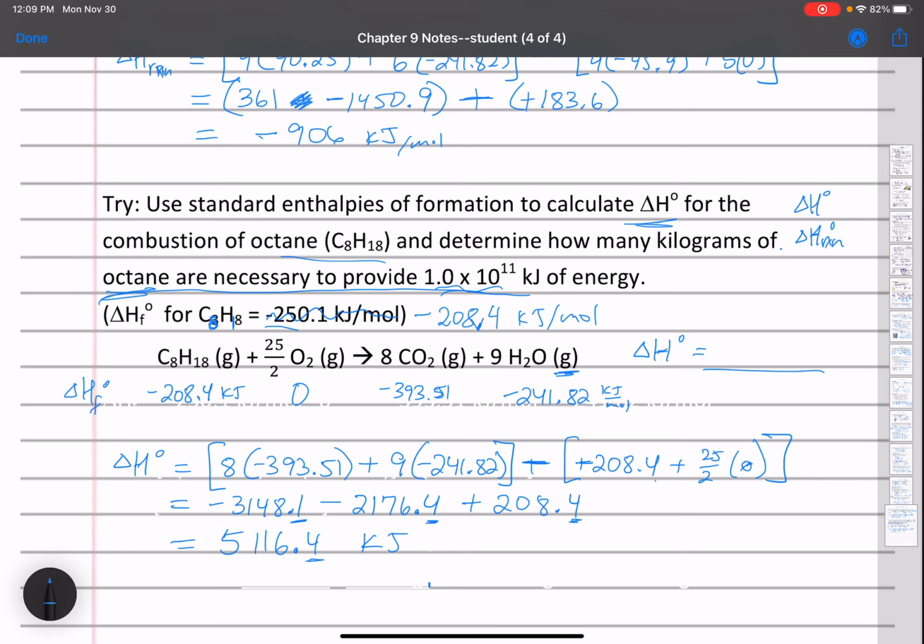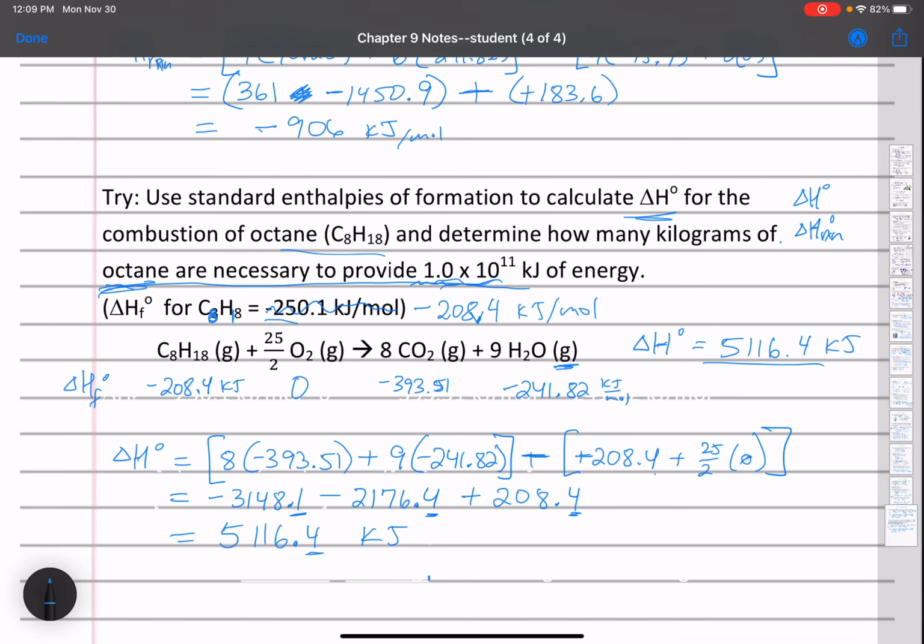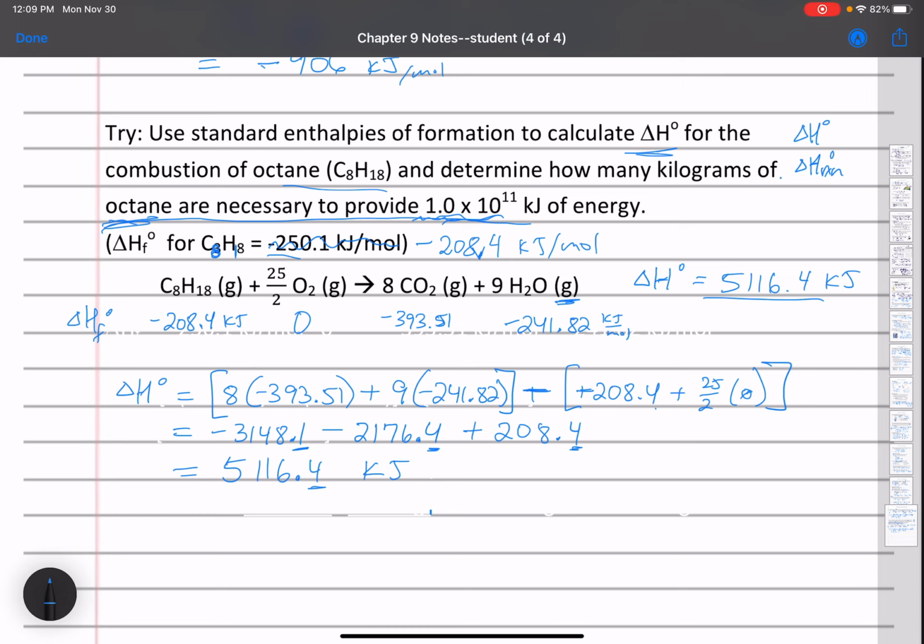So we could plug that in up here and say that this reaction produces 5,116.4 kilojoules. But we want to know how many kilograms, how much octane we need to make 1 times 10 to the 11th kilojoules of energy. So now we're talking stoichiometry. And this time we're going from energy to grams rather than grams to energy, which is what we did earlier. So we're going to take what we're given. We have that 1 times 10 to the 11th kilojoules.